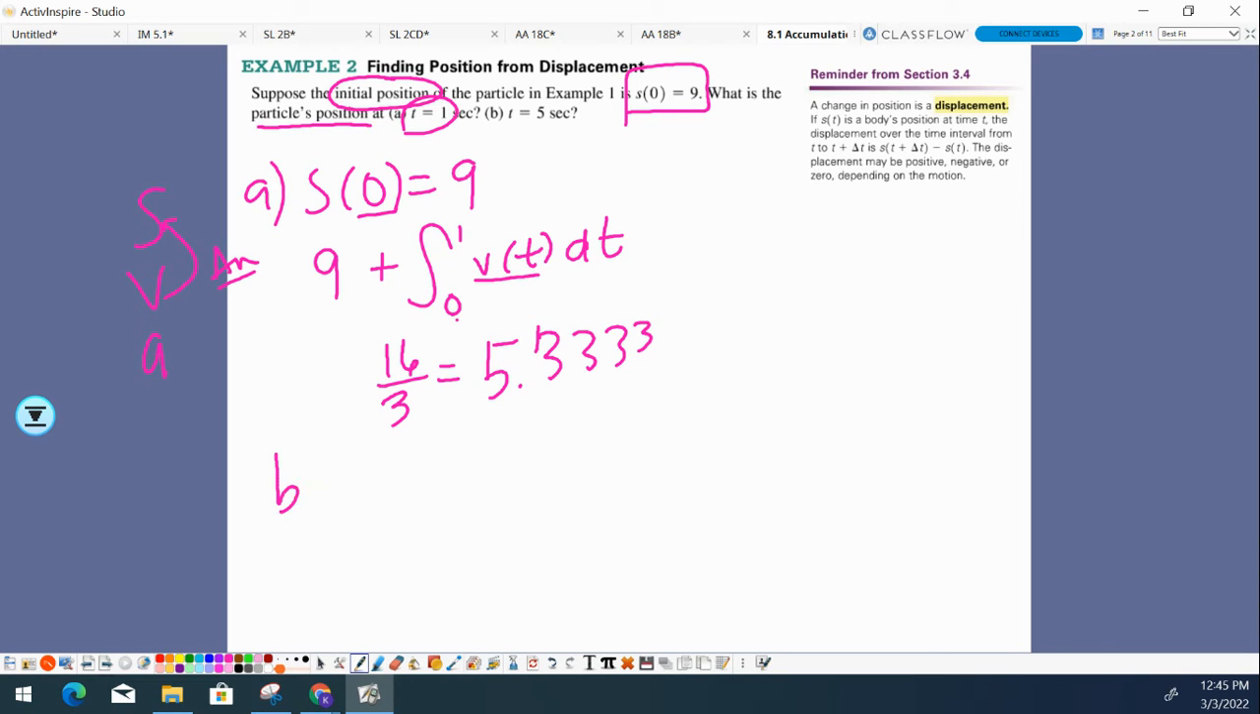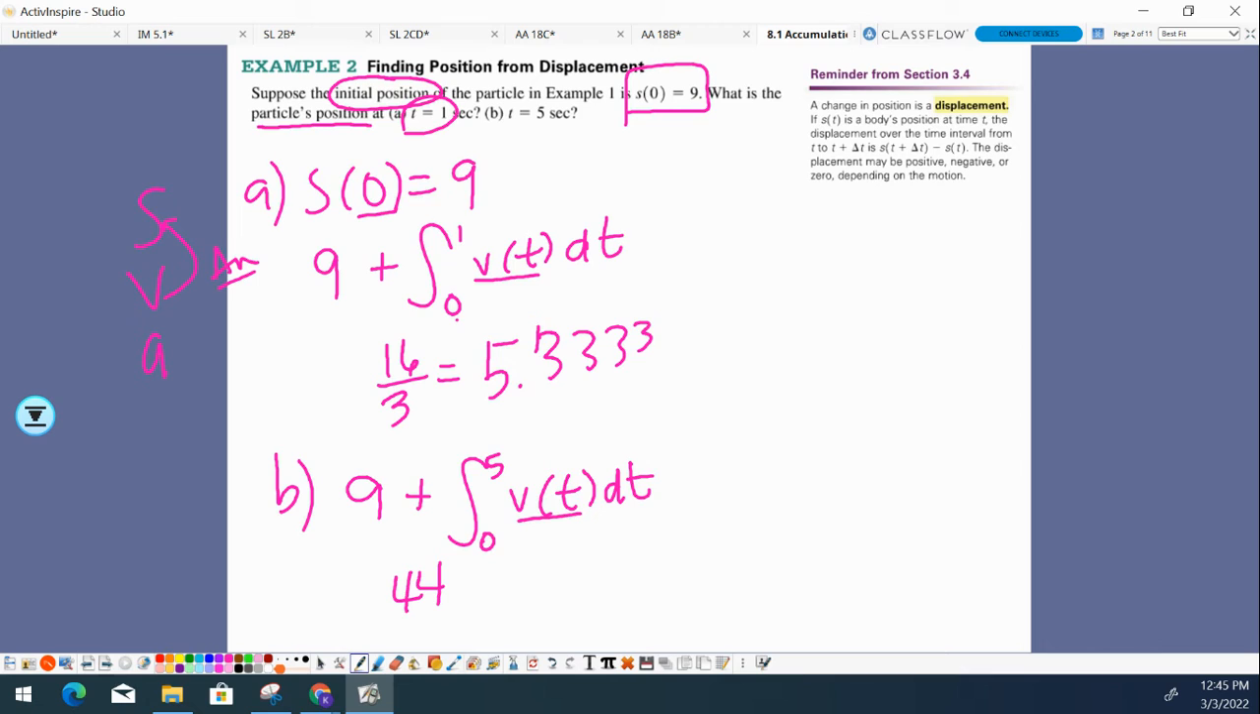To do letter B, I would use my initial position of 9 and add on my displacement, or my integral from 0 to 5 of v of t dt. And so going back, doing the same thing, 9 plus math 9 to get your integral, plug all of that in, using y1 for your v of t.